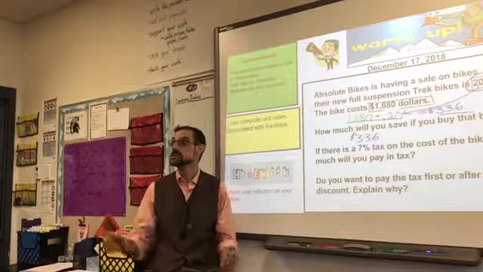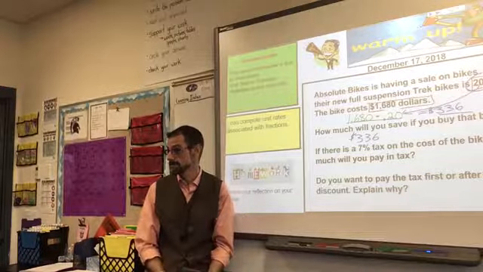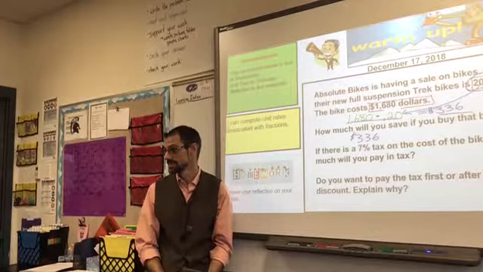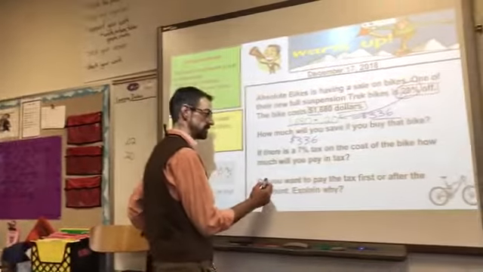7%. Now, talk to your partner. I want you to work through this together. I'm going to give you 1 minute. Go. Since it's only 7%, it's not double digit. You're going to have to go past that.